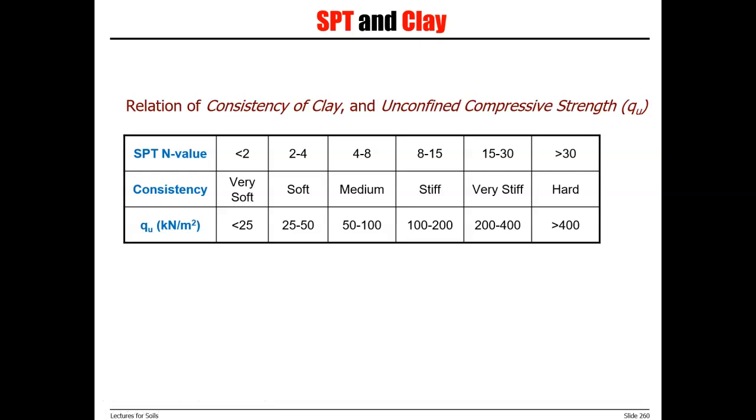This table shows the relation between SPT N value and consistency of clay. QU is unconfined compressive strength of clay. Again, a lower SPT N value represents a softer clay, a softer soil, and a lower compressive strength. With an increase in SPT resistance, we will have a harder soil, and also we can expect a higher unconfined compressive strength.